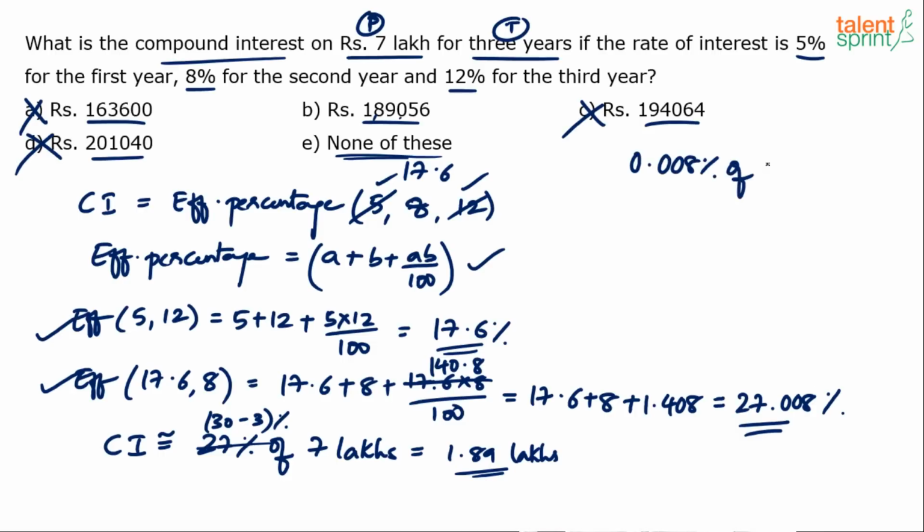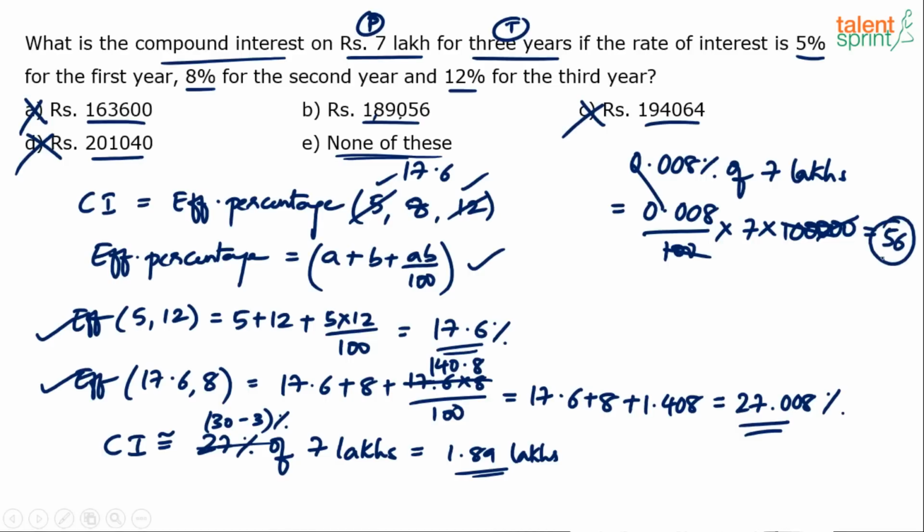0.008% of what? 7 lakhs. So this is like 0.008 divided by 100 into 7 into 1 lakh. So these two zeros will get cancelled, and this decimal and these 3 zeros will get cancelled. So what are we left with? 8 into 7, 56. So if you want a precise answer, it is 56 plus 1.89 lakhs, which is 1,89,056, option B. Right? So option B is the final answer.